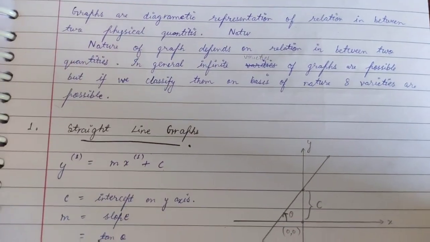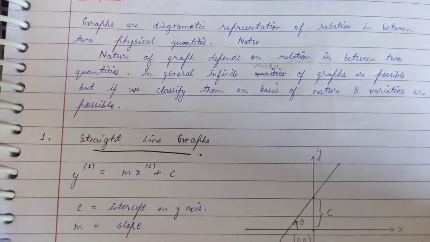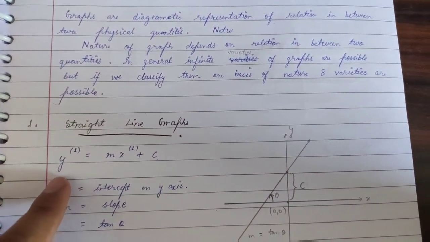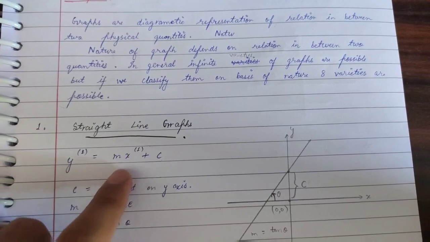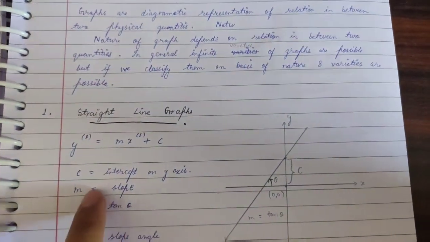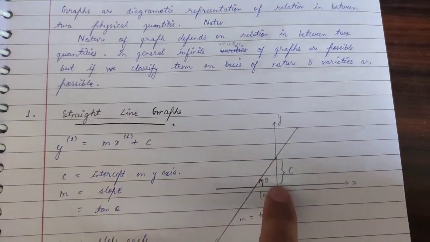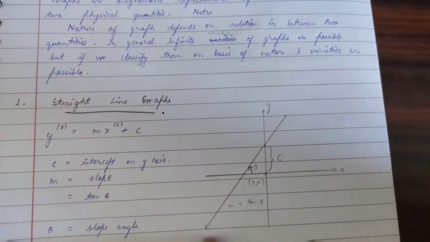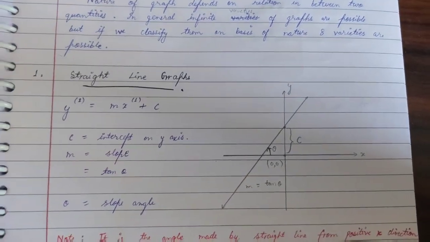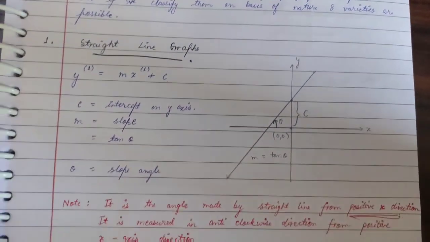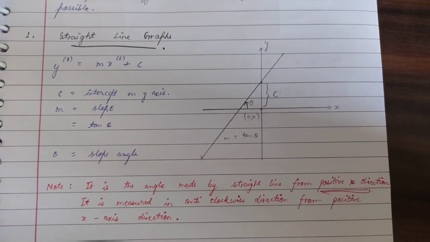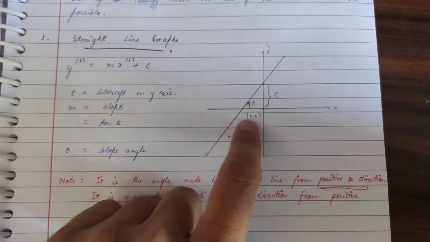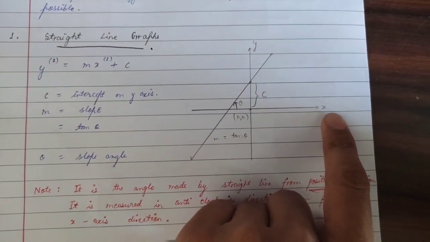The first one is the straight line graph, and its equation is y equals mx plus c, where the power of y should be 1 and the power of x should be 1. Here c represents the intercept on the y axis and m represents the slope. This m represents the slope because it is tan theta, and theta is the slope angle. It is the angle made by the straight line from the positive x direction.